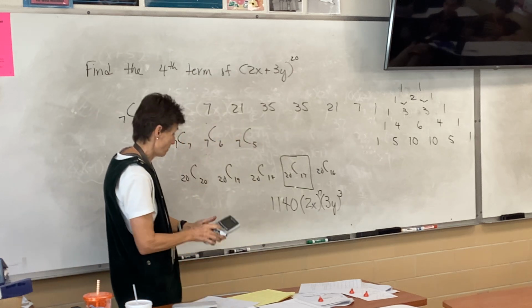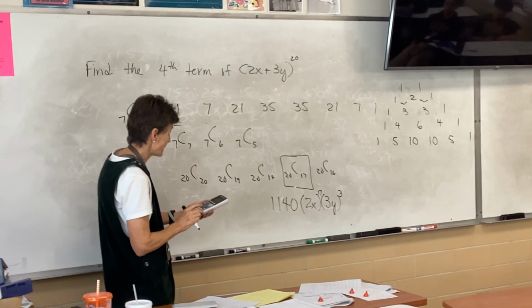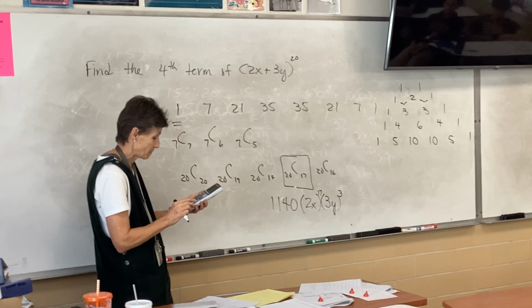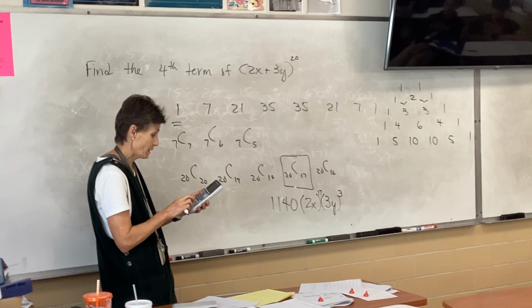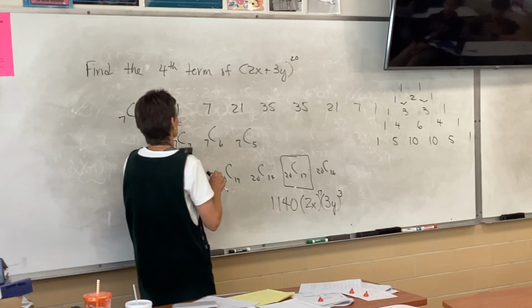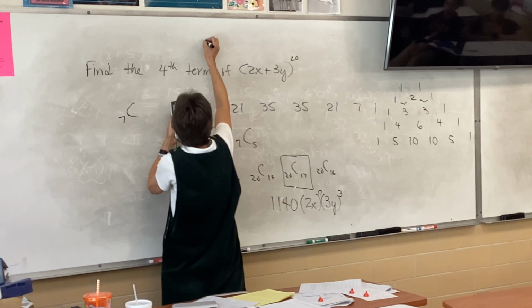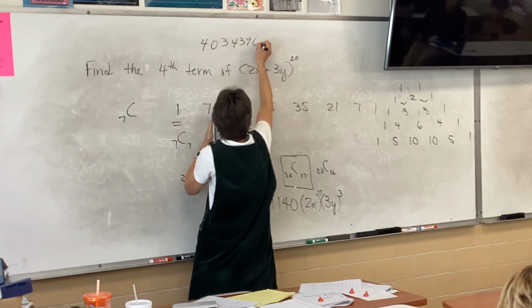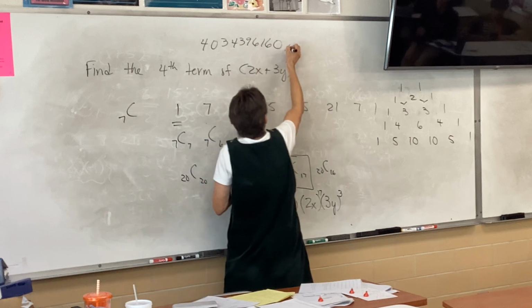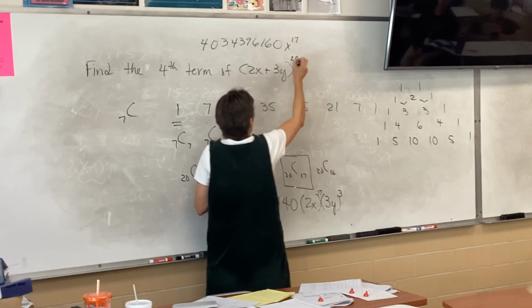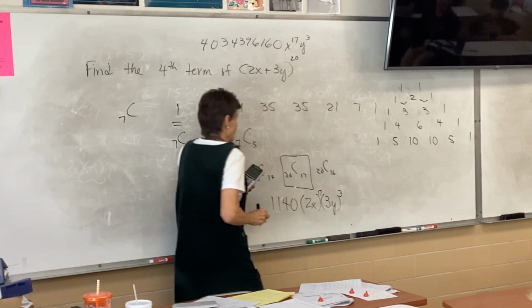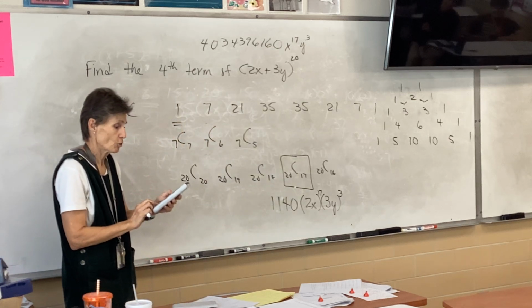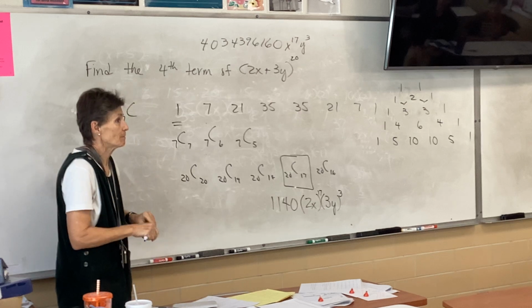And now I'm going to multiply my 1140 times 2 to the 17th times 27. Oh my Lord, then you do get a big one this time. So 403,439,6160, x to the 17th, y to the 3rd. That would be the 4th term of the expansion.